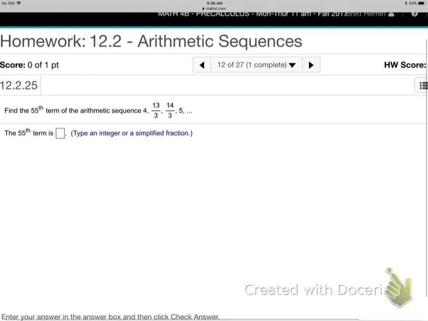Okay. So they're giving me the terms. They go 4, 13/3, 14/3, 5, and they want me to find the 55th term. All right, let me give you a minute. See if you can find the 55th term.